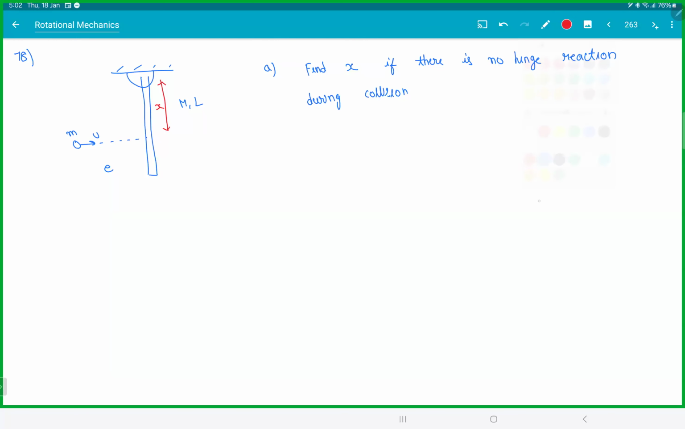This point is also called the point of percussion. In cricket, they call this the sweet spot. Ever heard this in commentary? The ball is hit on the sweet spot and it has gone flying off. That means if the batsman hits the ball on a particular spot, if you assume these are his hands and this is the bat, his hands will feel no hinge reaction. Just think about it.